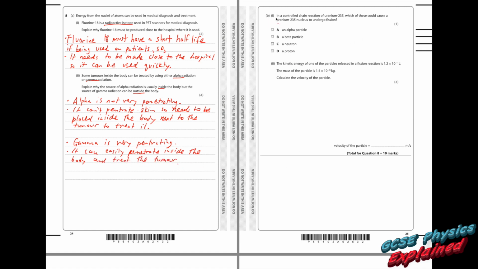Part B. 1. In a controlled chain reaction of uranium-235, which of these could cause a uranium-235 nucleus to undergo fission? Well, I guess it's either you know it or you don't know it. It's a neutron. A neutron is what we use to start fission. This is the image you need inside your mind. You've got the neutron here.